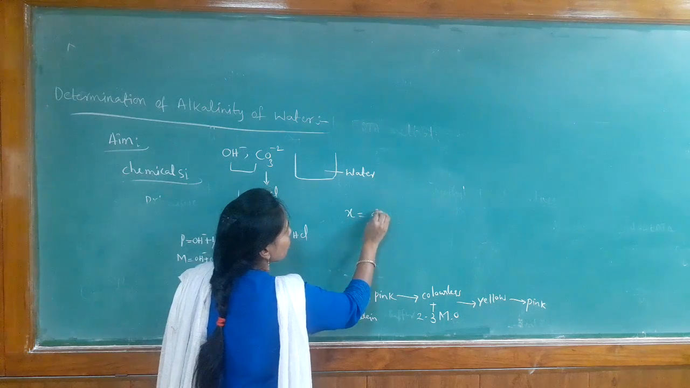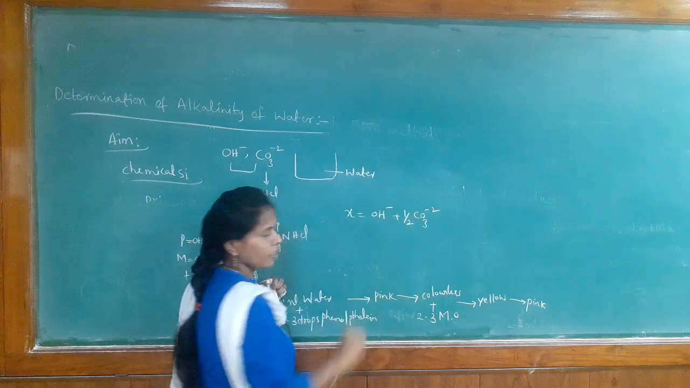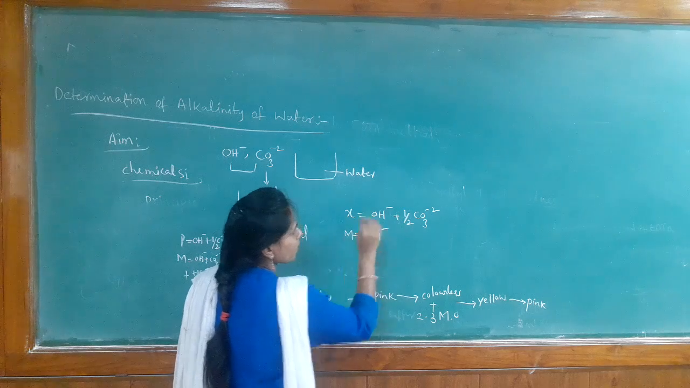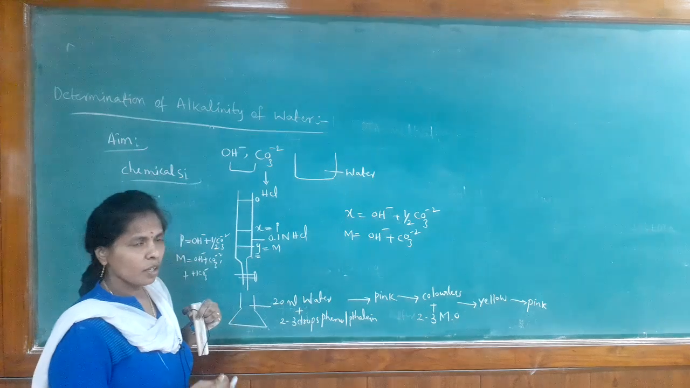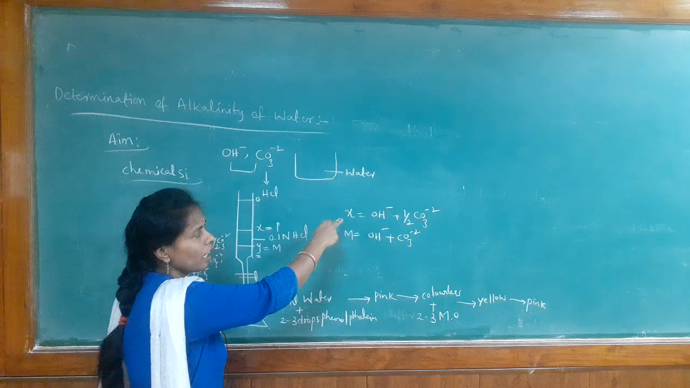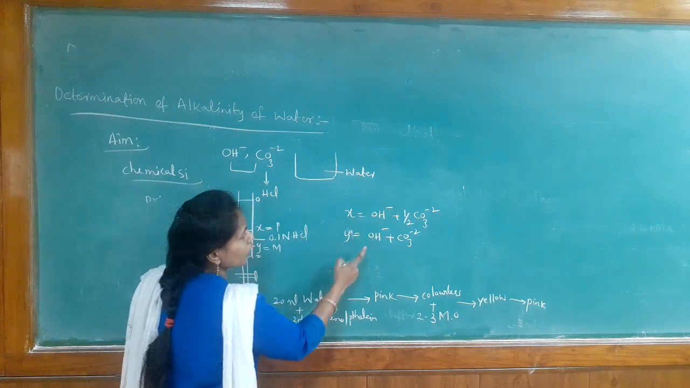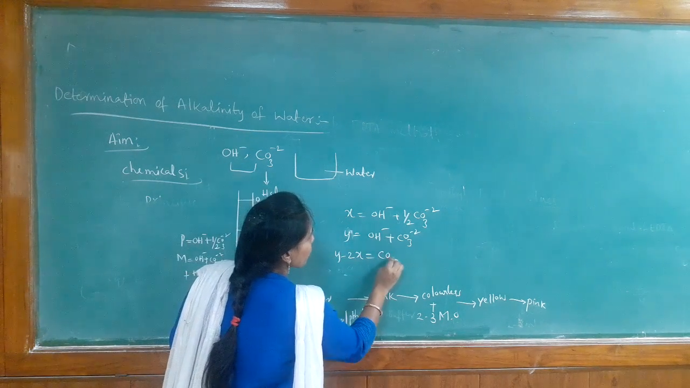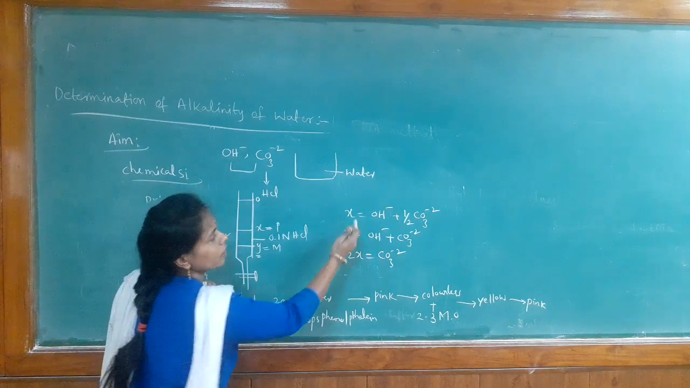So, X is equal to OH minus plus half carbonate. But what does methyl orange indicate? It indicates OH minus plus carbonate. But we need carbonate separately and OH minus separately. So, this is Y. If we do Y minus 2X, we will get carbonate.